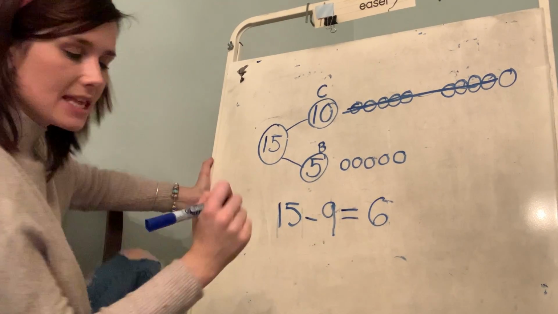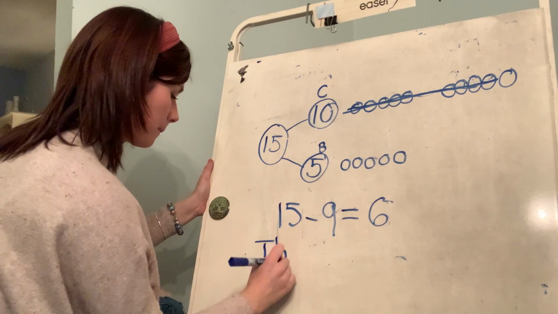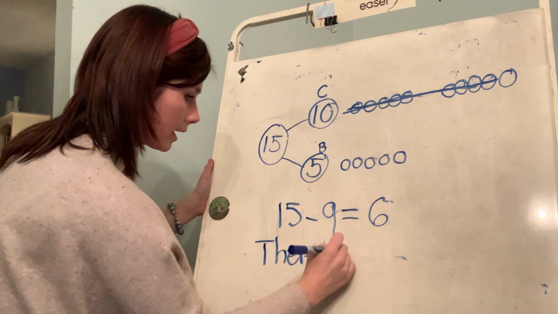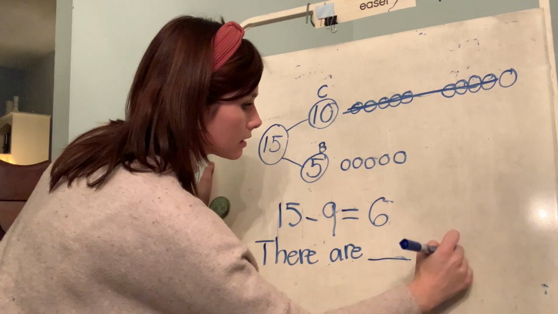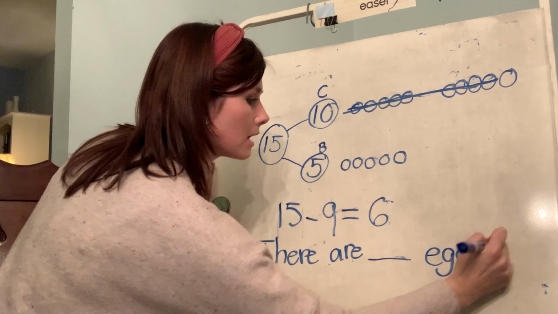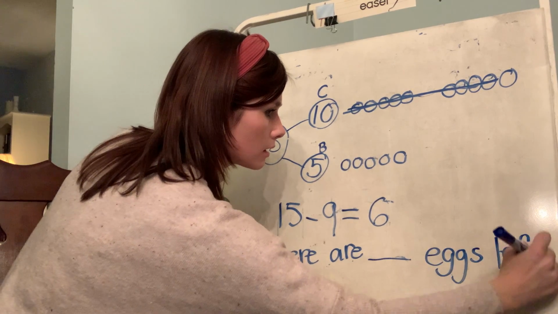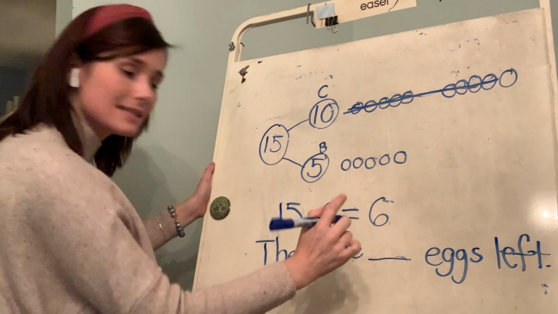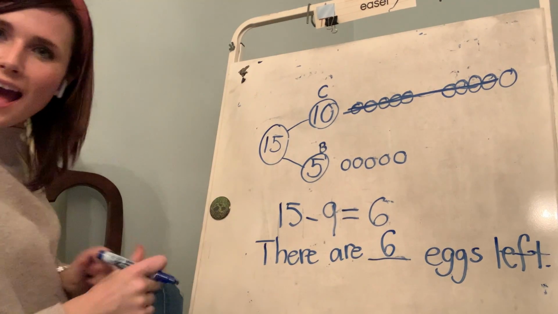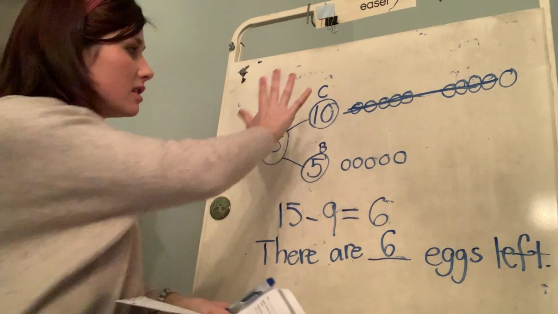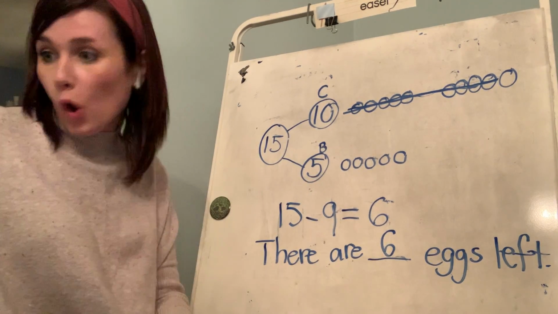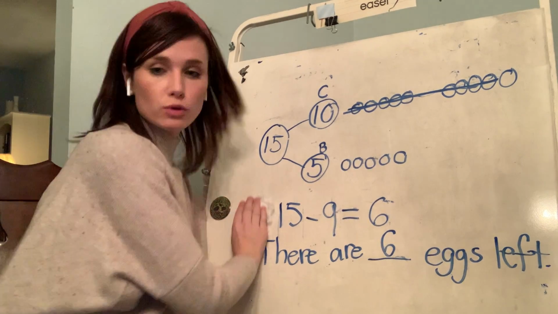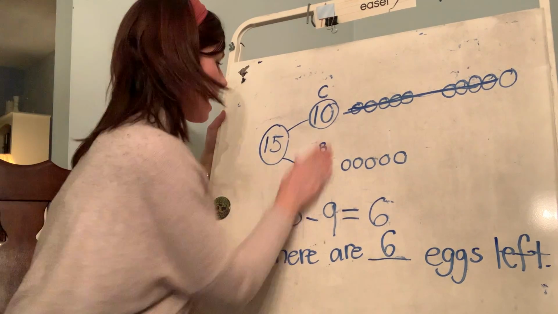So on your line it says there are blank eggs left. How many eggs are left? 6. Nice job. And that is number 4, boys and girls. Right here, number 4, you're going to write right here. Okay, you can always pause the video. All right, I'm going to erase my board and move on to number 5.